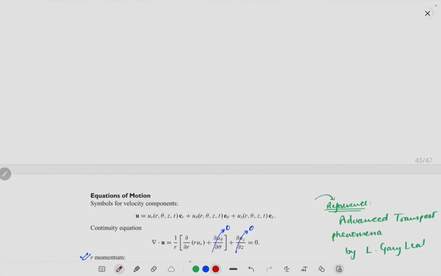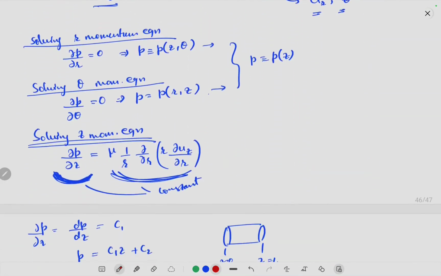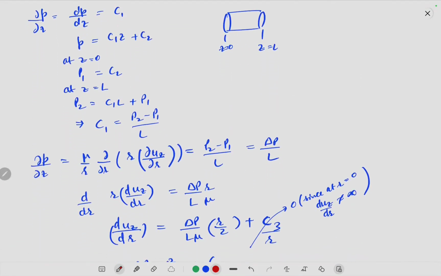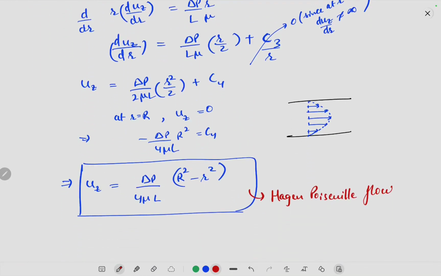Okay, so I hope now how to apply the Navier-Stokes equation and the continuity equation to a given problem is clear to you all. Okay, thank you for attending the lecture.